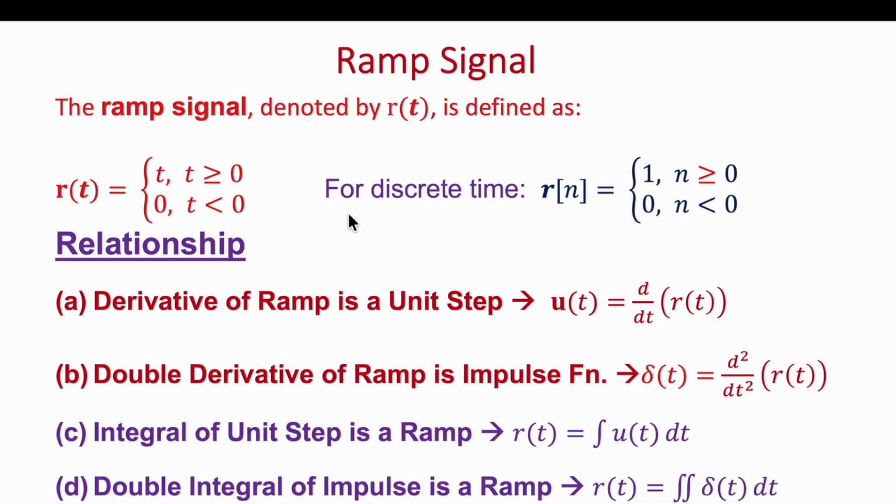You can write that function in the discrete time domain. So R of n will be equal to n when n is equal to 0 or bigger than 0, and equal to 0 when n is less than 0.